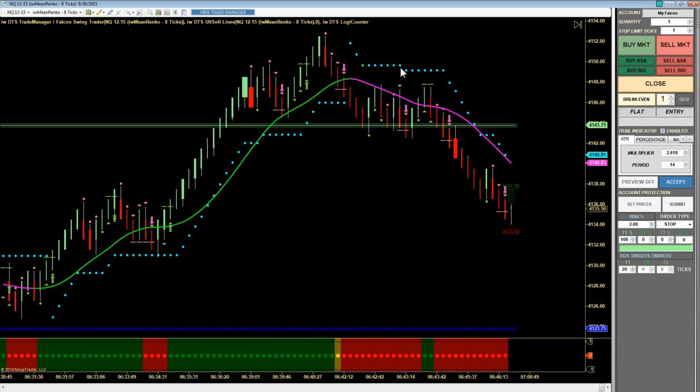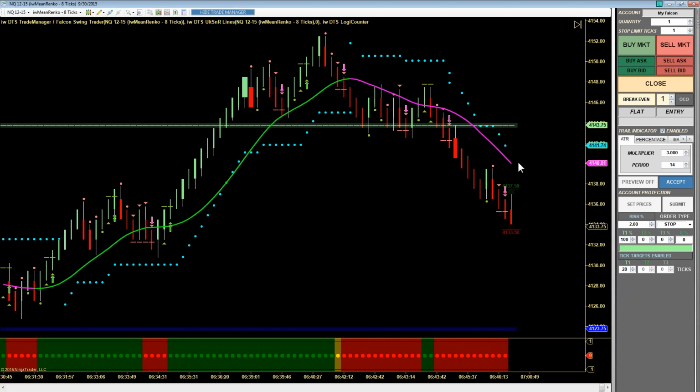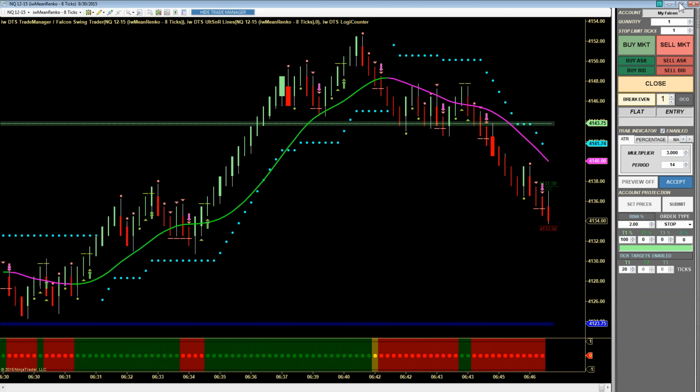That's what these little blue dots are. We've got 16 different stop strategies to choose from here, and each one is customizable. And once you're in a trade, you can allow the trade manager to manage your open position for you. So that actually enables you to look for other trading opportunities.